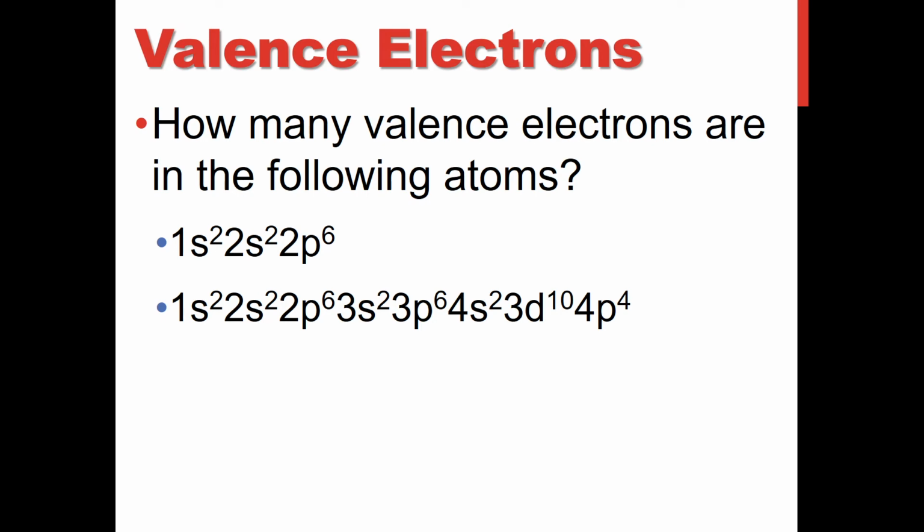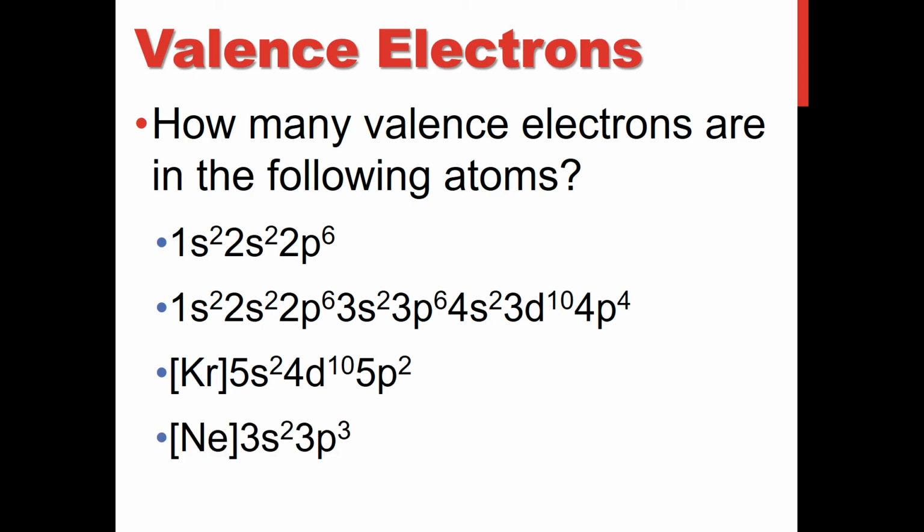How many is in this? 6. So we're only looking at the highest energy level, was this 4. So we have an S2 and a P4. 2 plus 4 is 6. And this is the noble gas configuration. We abbreviate the core ones, or the major core ones at least. So the highest energy level is going to be 5. So we have an S2 and a P2, the 5th energy level. So that's 4. And then here the highest energy level is 3. So this has valence electron 5.